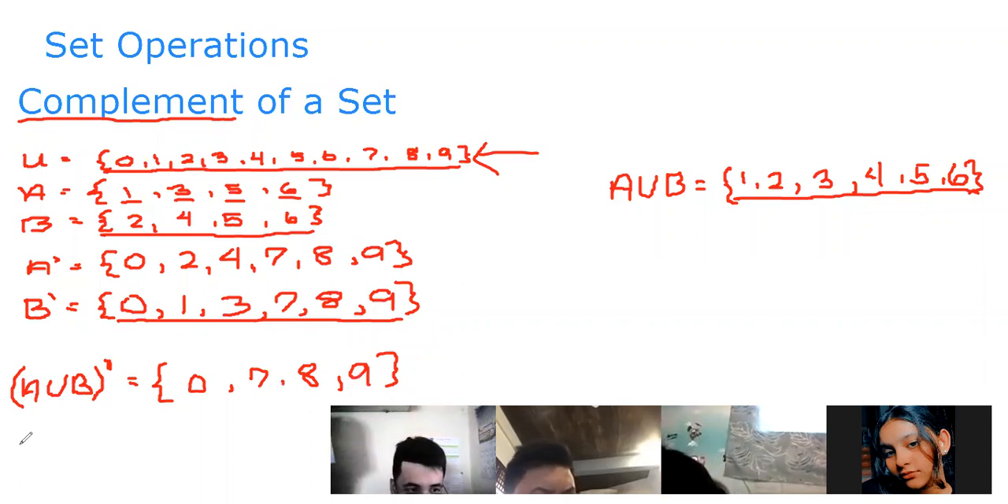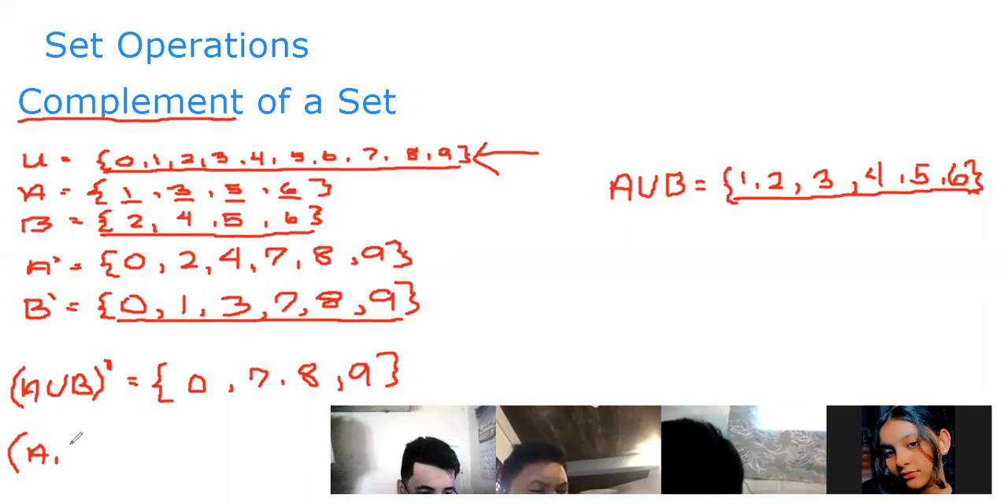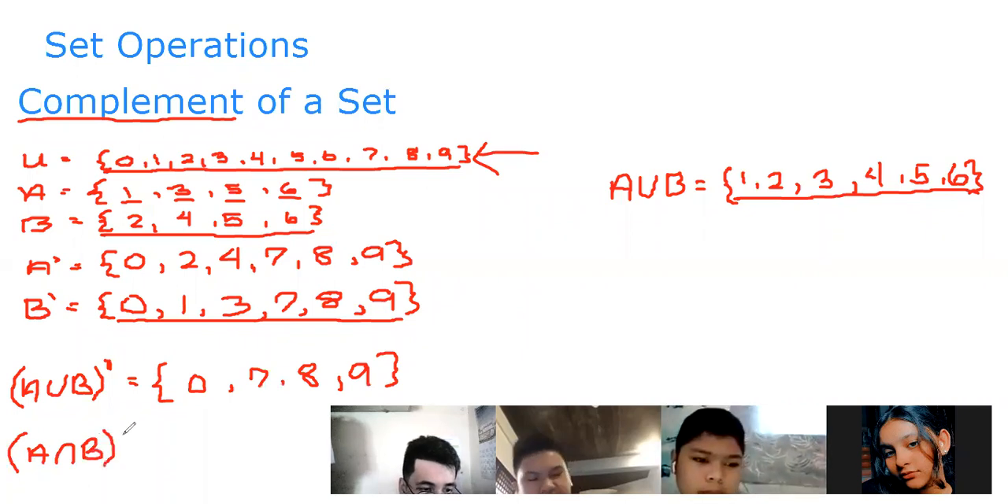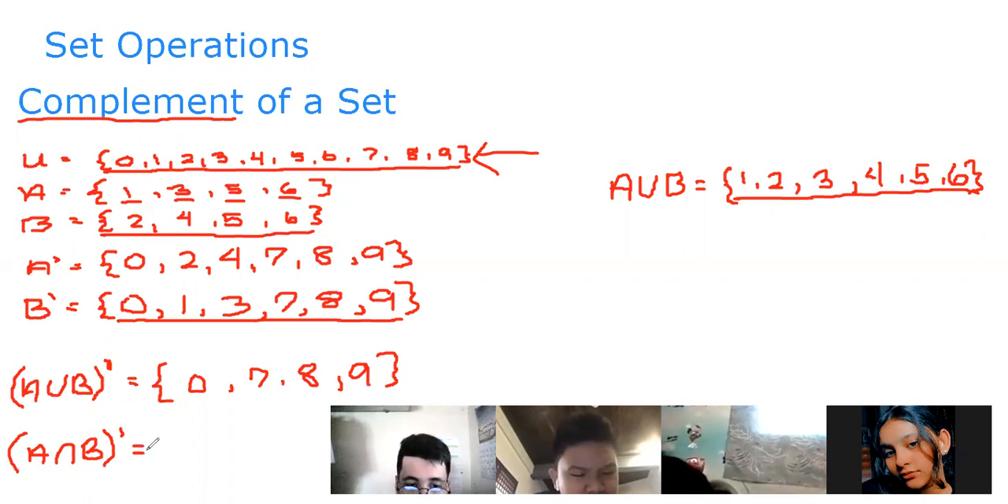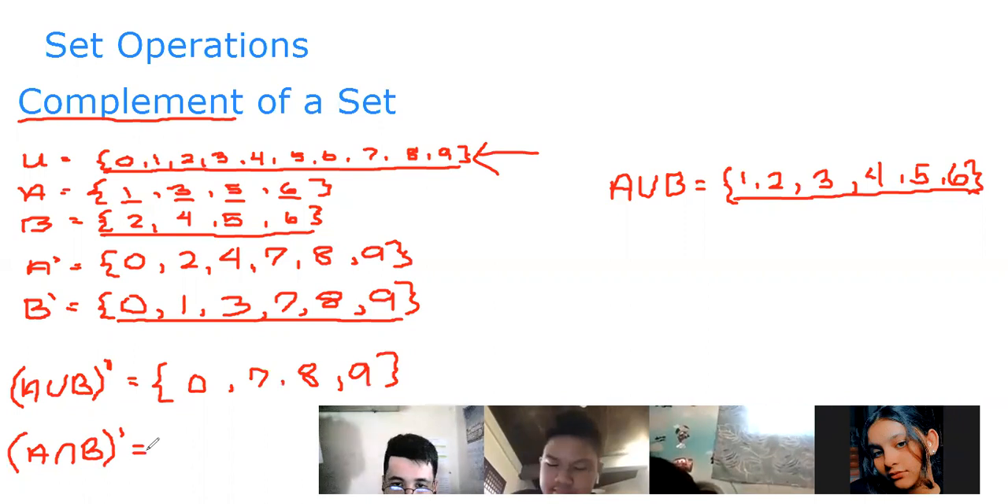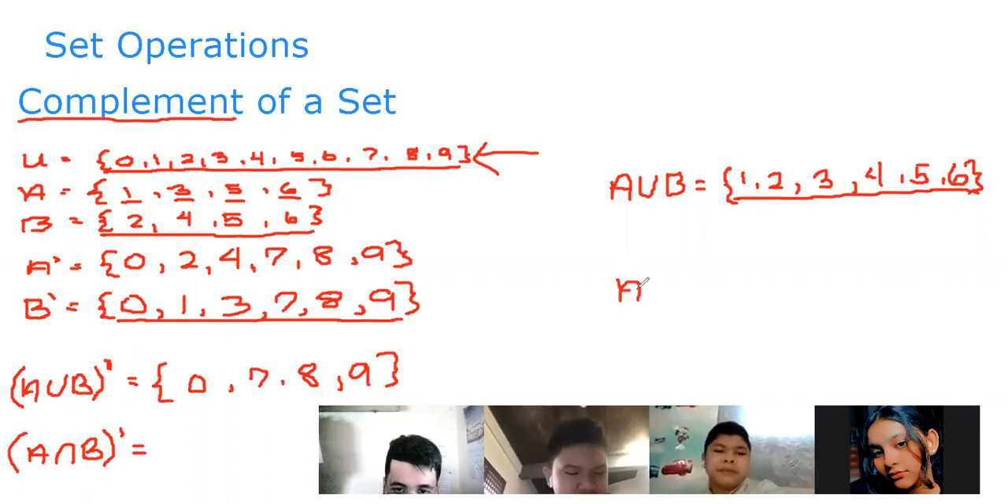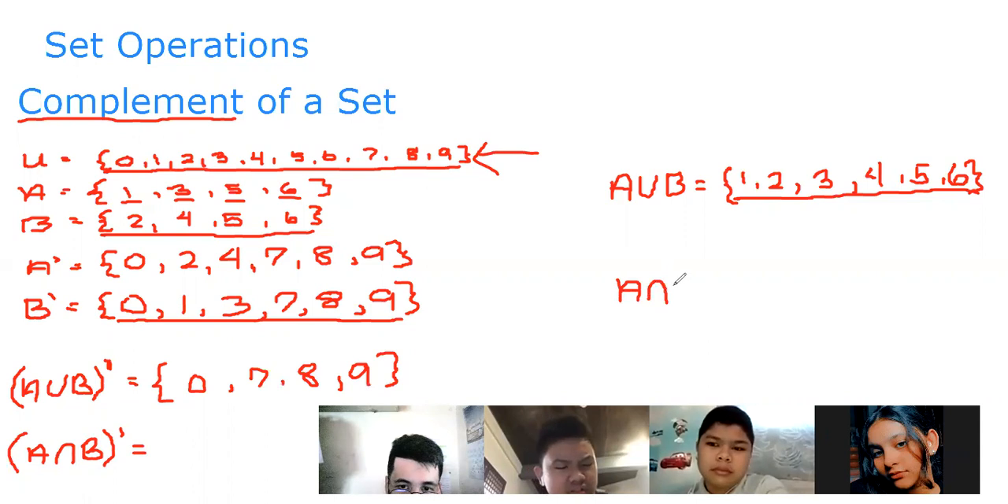Now we have another one, A intersect B complement. We're going to first find what is A intersect B, then the complement of A intersect B. So what is A intersect B? 5 and 6, because they have only 5 and 6 as the same elements in these two sets. Nakita natin meron silang 5, then meron silang 6. Yun yung mag-intersect nila, diba? So 5 and 6 lamang.